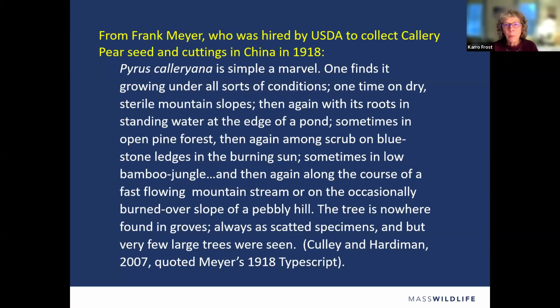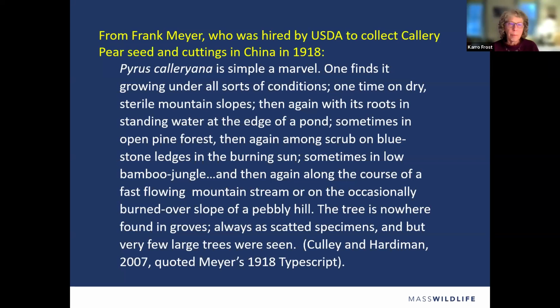One of the ones that I recently worked on trying to get listed was Callery pear, and I ran into this description. I'm going to read it quickly for you. This is from 1918 from China when it was first being brought into this country. They were looking for a species of pear that would be resistant to the fire blight virus, which was killing all the pear trees in this country. And Callery pear was one that seemed to work.